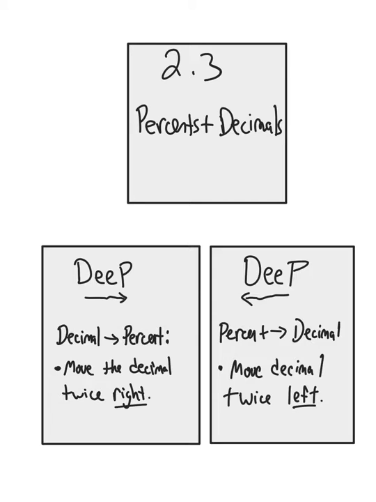Just so you know what goes in your foldable, this is your cover. This will be the top flap, and we're going to write DEEP, and that's going to help you remember to change a decimal to a percent, you move the decimal twice to the right. And for the bottom one, you have DEEP. Notice the arrow goes to the left here, and that's going to remind you for percent to decimal, you move your decimal twice left. So pause the video, get this filled out, and then when you restart it, we're going to start in the book. Go ahead.